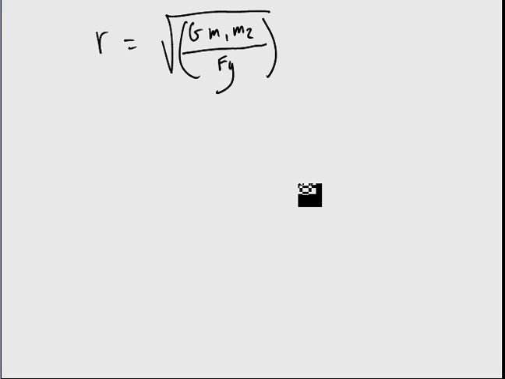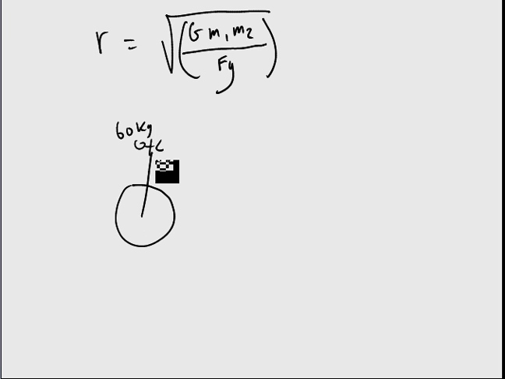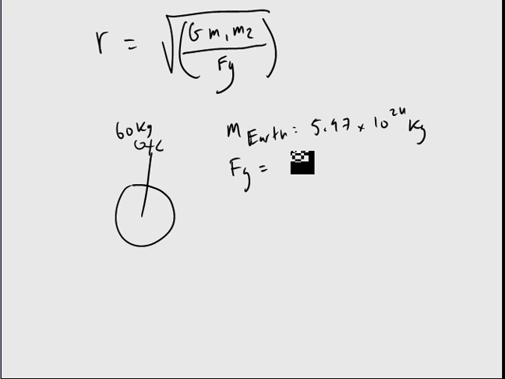Alright, so let's say I tell you that you are 60 kilograms and you're above Earth. The mass of Earth is 5.97 times 10 to the 24 kilograms. Your mass, 60 kilograms. What else do we need? And let's say that your weight is equal to 486 newtons.